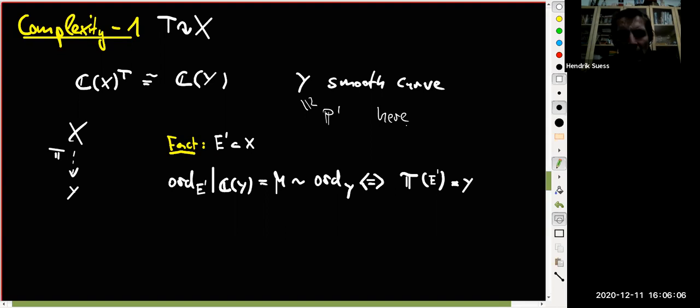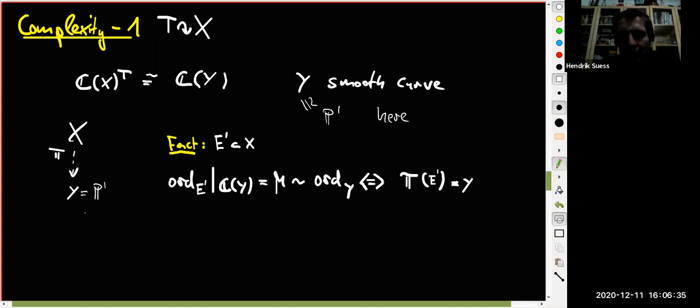Another way to say this is that we have this inclusion of the function field of P1 inside the function field of X. A geometric reformulation of this is that we have a rational map, which can be thought of as a quotient map from X down to our quotient curve, which in our setting will always be P1.